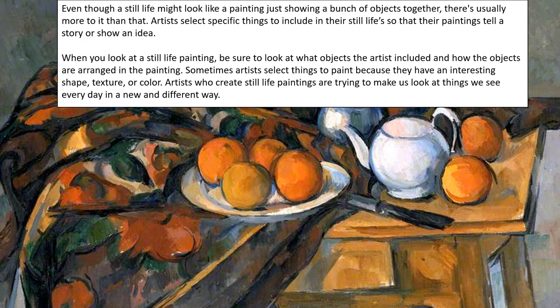When you look at a still life painting, be sure to look at what objects the artist included and how the objects are arranged in the painting. Sometimes artists select particular things to paint because they have an interesting shape, texture, or color. Artists who create still life paintings are trying to make us look at things we see every day in a new and different way.